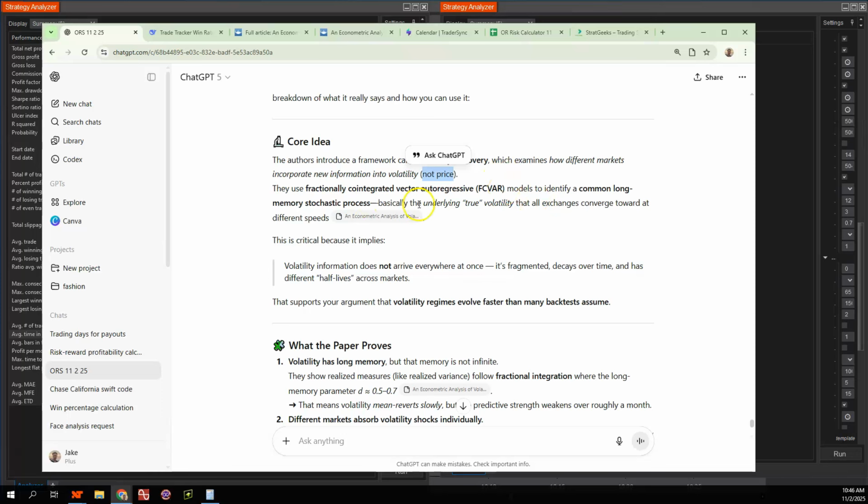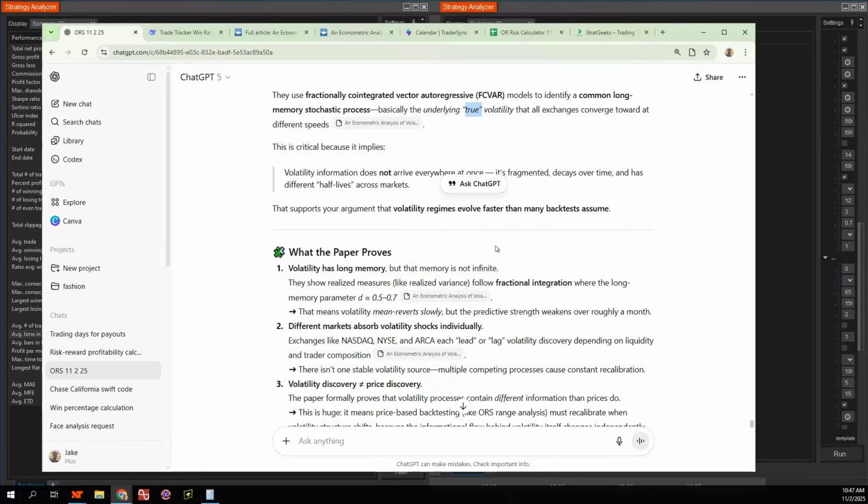That actually kind of makes sense. Basically, the underlying true volatility that all exchanges converge toward at different speeds. This is critical because it implies volatility information does not arrive everywhere at once. It's fragmented, decays over time, and has different half-lives across markets. We're getting into it. That supports your argument that volatility regimes evolve faster than many backtests assume.